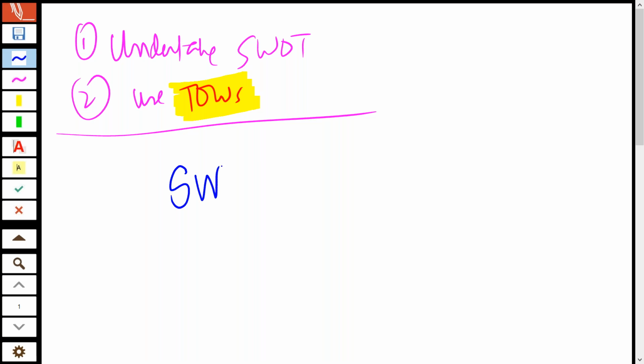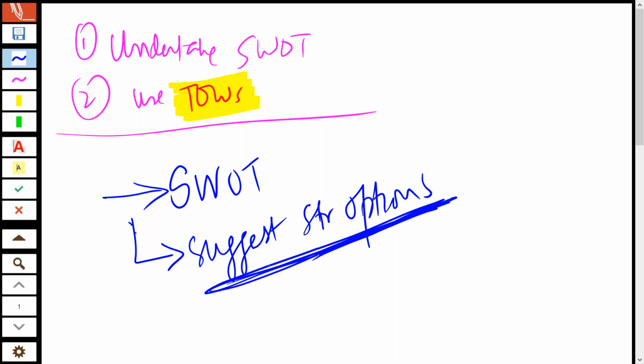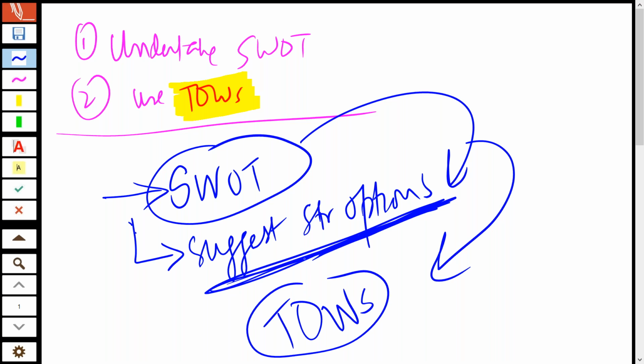Whenever the question asks you for a SWOT, and then it also asks you to suggest or propose some strategic options, when you see this word, suggest options or strategic options or strategies, and before that you did a SWOT, then automatically by default you must assume that you are expected to use TOWS. So TOWS and SWOT go hand in hand, they are Mr. and Mrs. If you do a SWOT in any question and the requirement then says suggest strategic options, then by default you must know that you need to apply TOWS, because TOWS is an extension of SWOT. You first do SWOT and then you use TOWS to come up with strategic options.